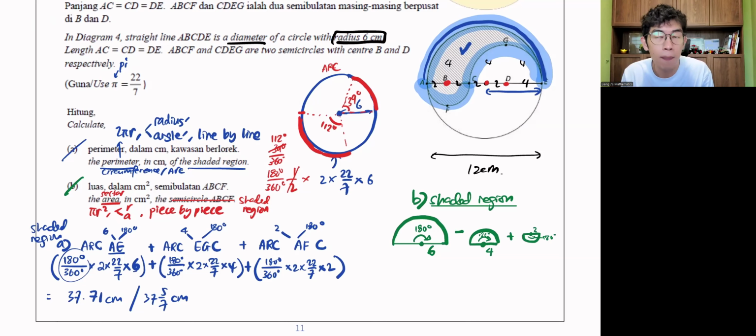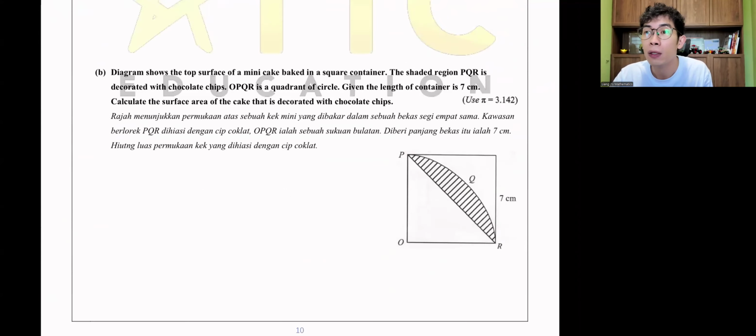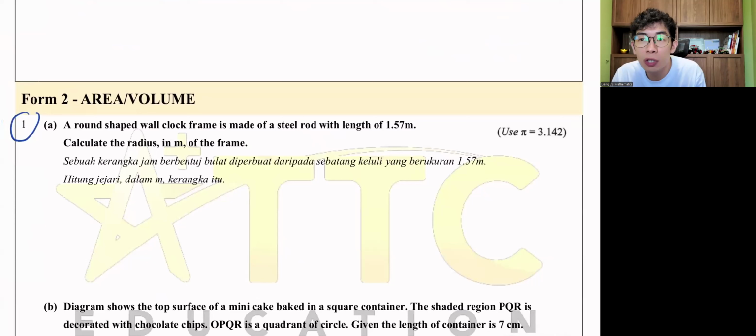But students, let me tell you something. This is the old version of the arc and sector question. It's harder because you have more things to calculate. The latest version, the so-called hot question of arc and sector that you get in your Paper 2, I take it away for a while before I do the calculation. This is what you need to expect. You look at this: a round-shaped wall clock frame is made up of a steel rod with length 1.57 meters. Calculate the radius of the frame.